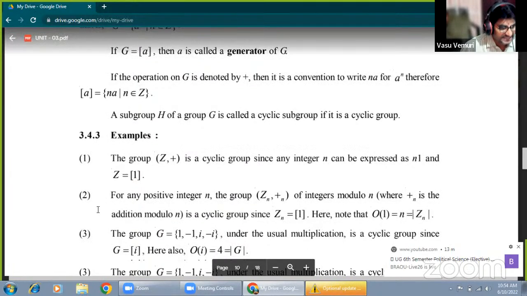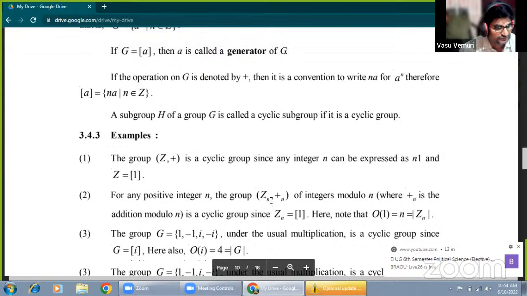Now, in the same manner, second example, suppose here n modulo elements.